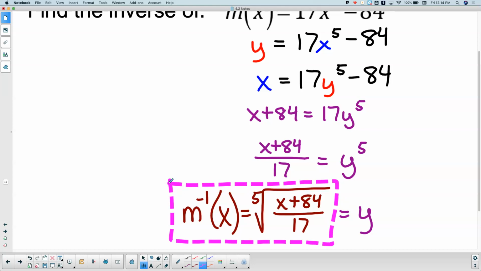What if on your homework you didn't do the to the negative 1? Then you're wrong, just so you know. Because if you put it back in the function notation, then you're saying that those two functions are the same. And they're not. Okay?